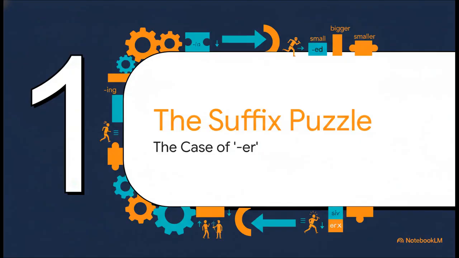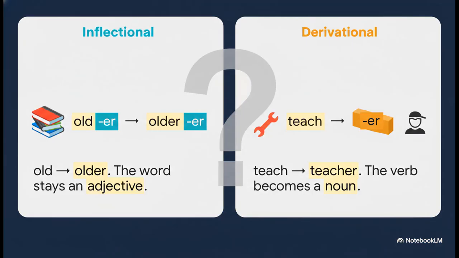So let's dive right in with a suffix you see all the time, er. It looks harmless enough, like it only does one thing. But as you're about to see, it's actually got two completely different jobs. And here is the puzzle.